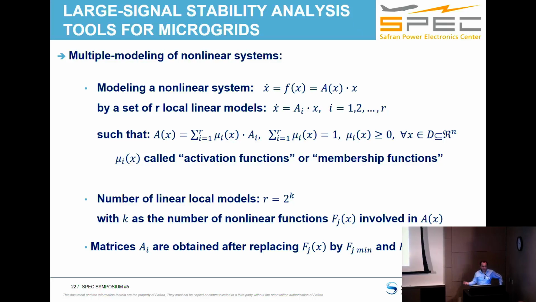We have other multiple modeling. It's only one of them. And the number of linear local models depends on the number of nonlinearities that you have in the matrix A. I mean, if you have a term in matrix A depending on x, that counts for one nonlinearity. If another element depends on x, that is the second nonlinearity, and so on. And you can see here that the number of local models grows fast with the number of nonlinearities with this relationship. And why do we have 2 power k? Because each nonlinearity is replaced by its minimum value and maximum value in the domain you are studying.